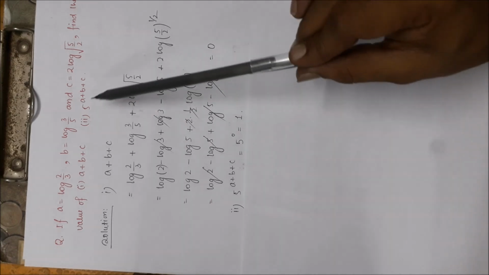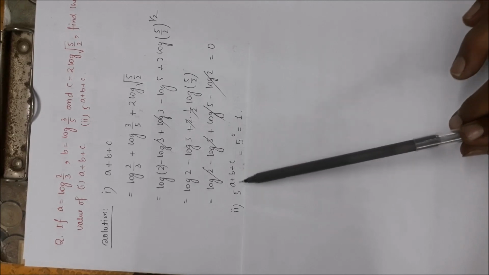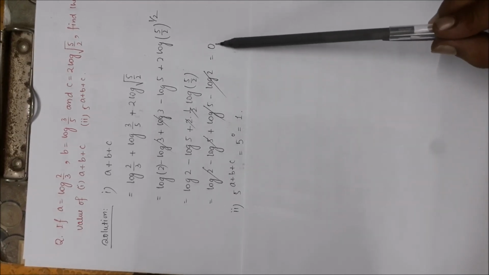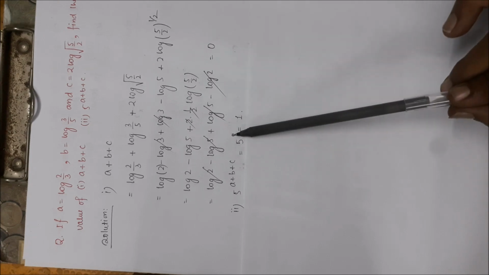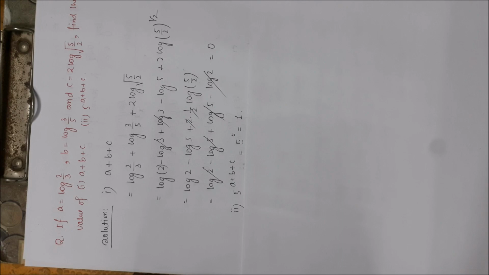Now moving into the next part, 5 raised to a plus b plus c. So in place of a plus b plus c, you can substitute the value 0. So 5 raised to 0 equals 1, as the law of exponents says a raised to 0 equals 1.